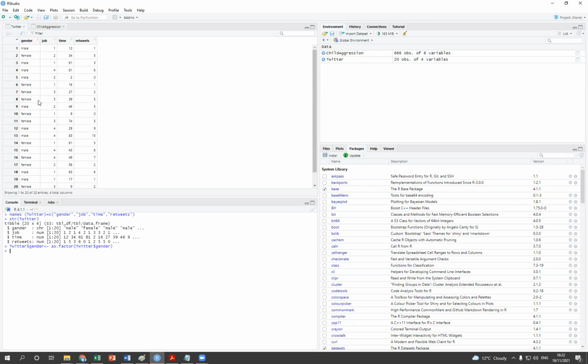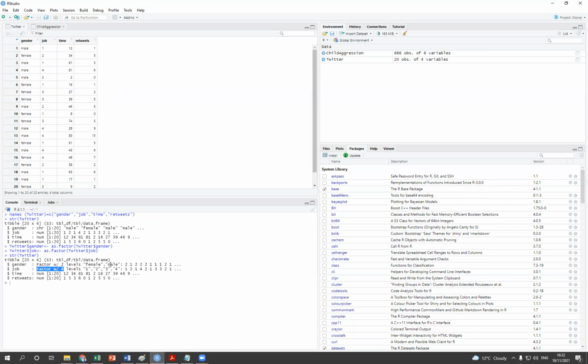Nothing happens visually here, but it considers that as 2 levels. The same story for the job. I want to put it into 4 categories, levels, sorry. So Twitter job, we put it into 4. So let's look at the structure now. Look at our data structure. There you go. As you see, we've got 2 factors for gender and 4 factors for job. Job level 1, 2, 3, 4, and level 1 and 2, or female and male, for gender variable.